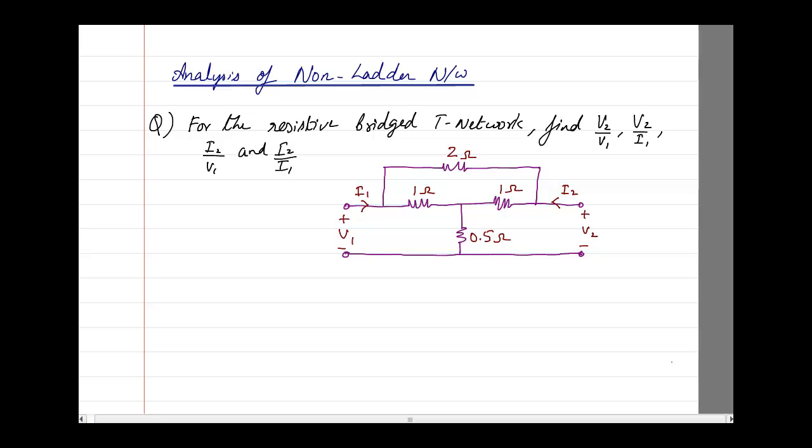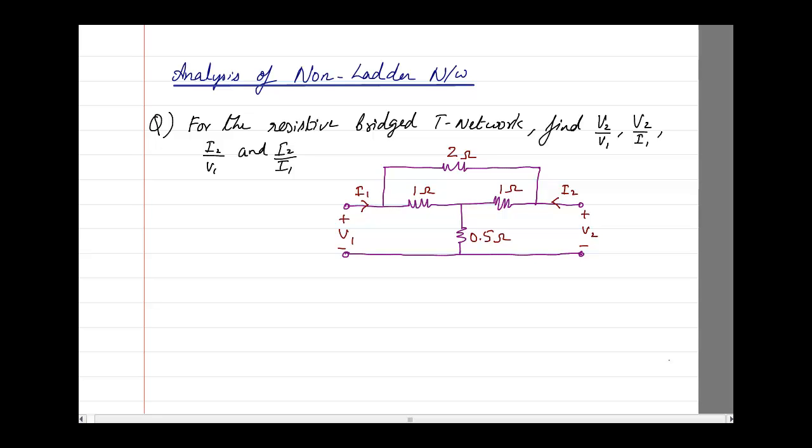Hello students. Next let us look at how to get the network functions for a circuit which is of non-ladder type, as we have drawn here. This is a resistive bridge T network. The name of the network is not important. Basically what it wants to show here is that it is not a ladder type network.